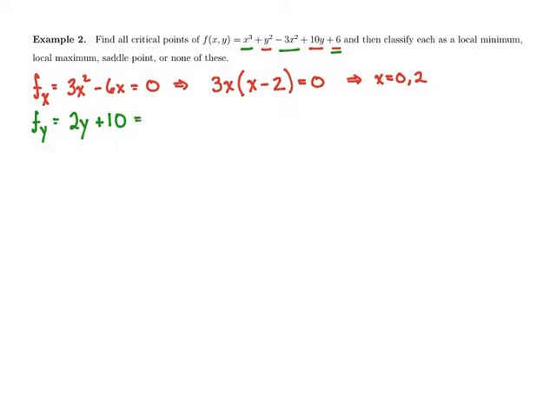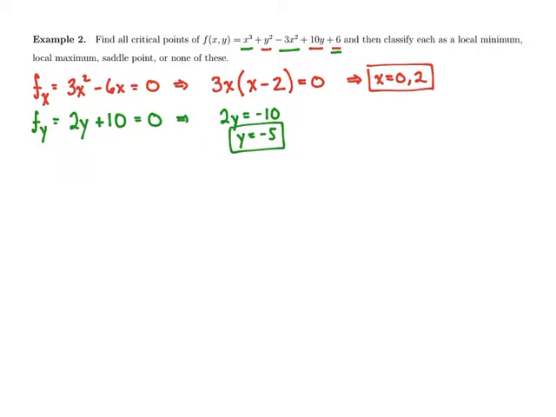We do the same thing for the other derivative, 2y plus 10. That one's a little bit easier to do. We can just solve for y there. 2y equals negative 10, subtracting 10 on both sides. Divide by 2, and we get y equals negative 5. So those are not our critical points. Those are just the values to get us our critical points.